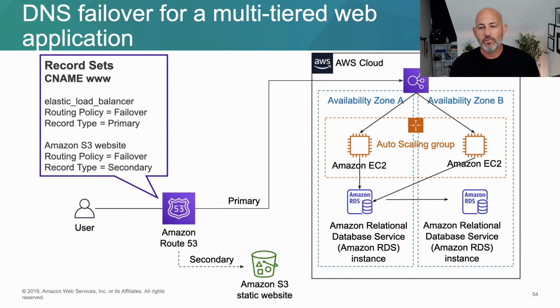The DNS failover for a multi-tiered application, in a nutshell, works like this: you would create a couple of different DNS records for the CNAME www with a routing policy of failover routing. The first record is a primary route, and the second record is the secondary route policy, which points to, let's say, a static S3 site. And then you'd use Route 53 health checks to make sure the primary is running.